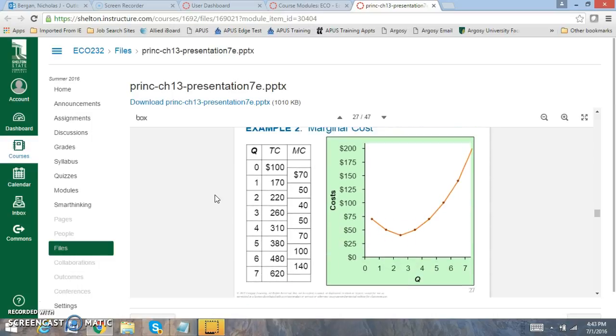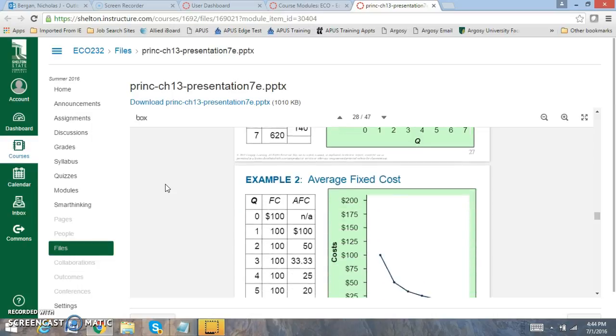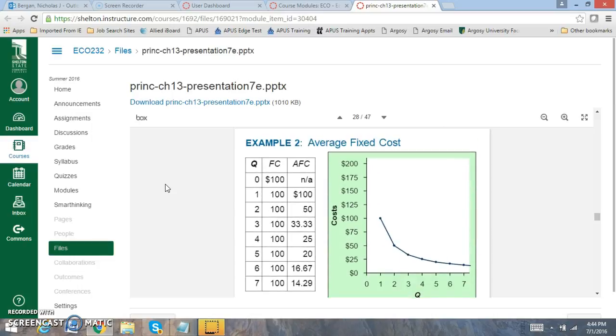Now, marginal cost is going to be the change in total cost from an additional unit. You'll notice the change right here is 70. So when we produce nothing, our costs are 100 because of fixed cost. When we produce 1 unit, our costs are 170. The change from 1 unit to the next is 70. That's your marginal cost.